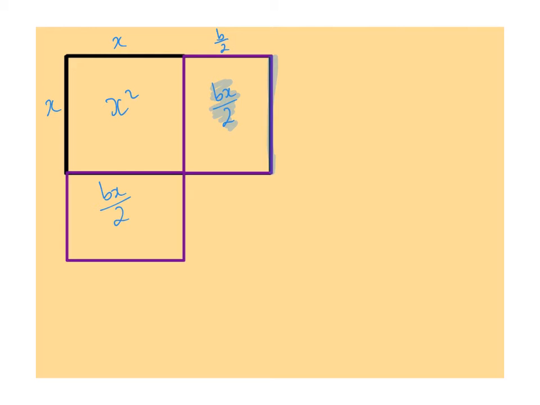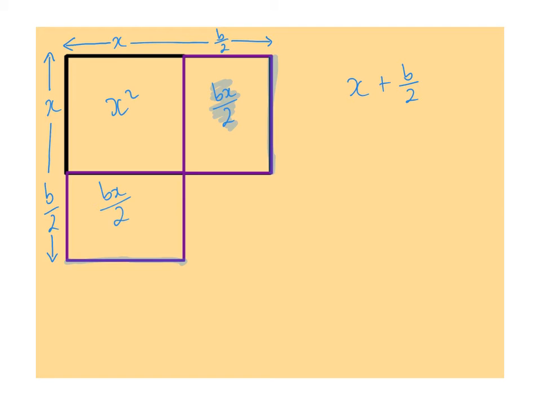And similarly, if we know that this length is x, which we can see at the top of the page, then this length here must be b over 2. Again, we knew that already, which means, and this is important, that this length and this length are equal, and both of those have length x add b over 2.